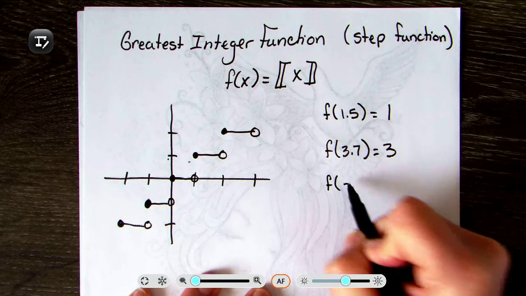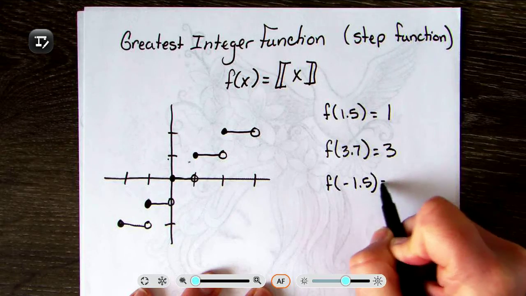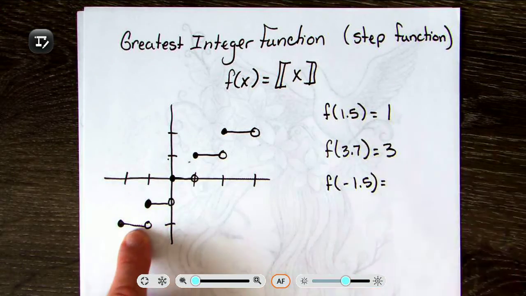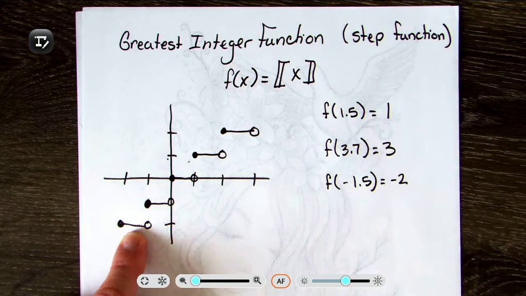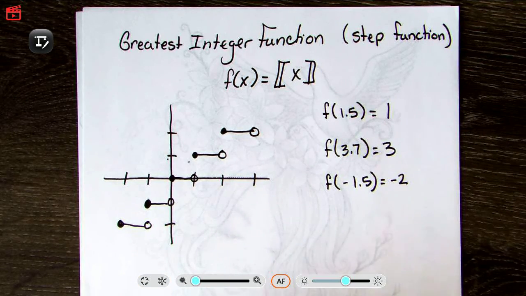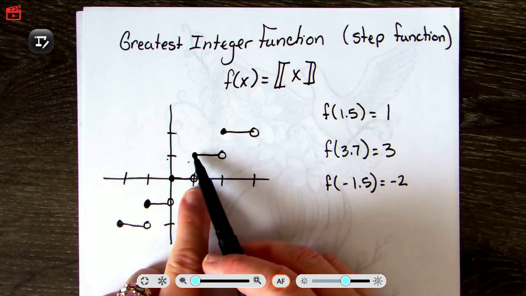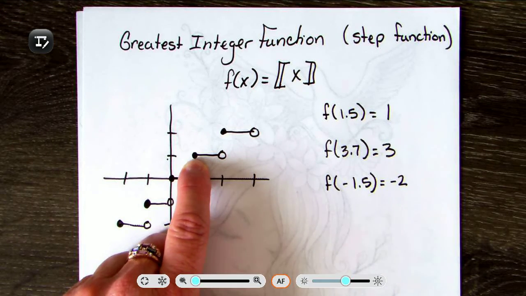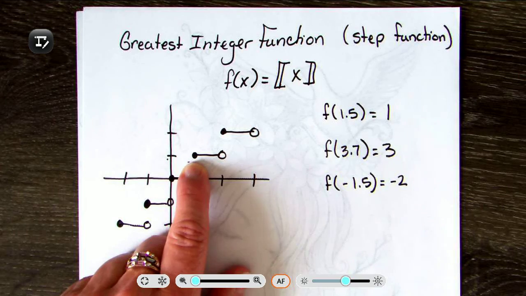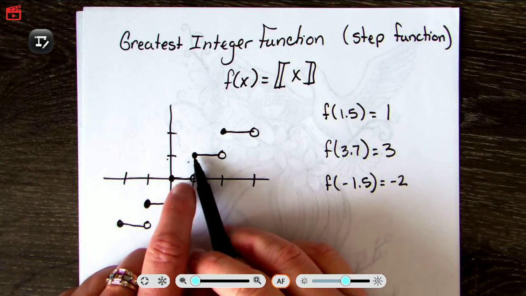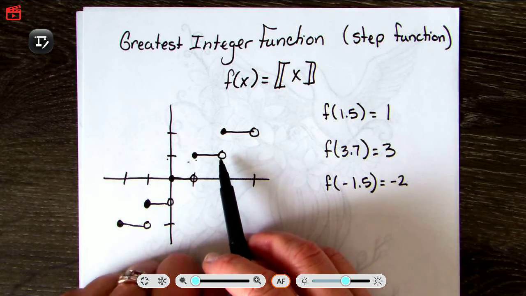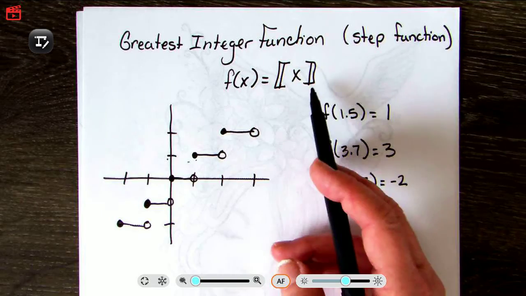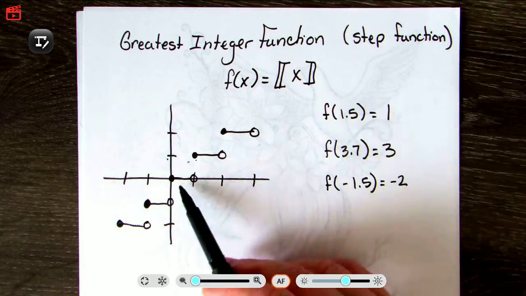When we have negatives, we actually have to go down. So the negatives are going to go down to that negative 2. So the largest integer that's smaller than me. And when we get to the actual integer, the largest integer that's smaller than or equal to me for 1 is 1. There are multiple integer functions out there. Some of them will have the open dot here and a closed dot here, and they have a slightly different symbol. So I just wanted to make you aware of these functions.